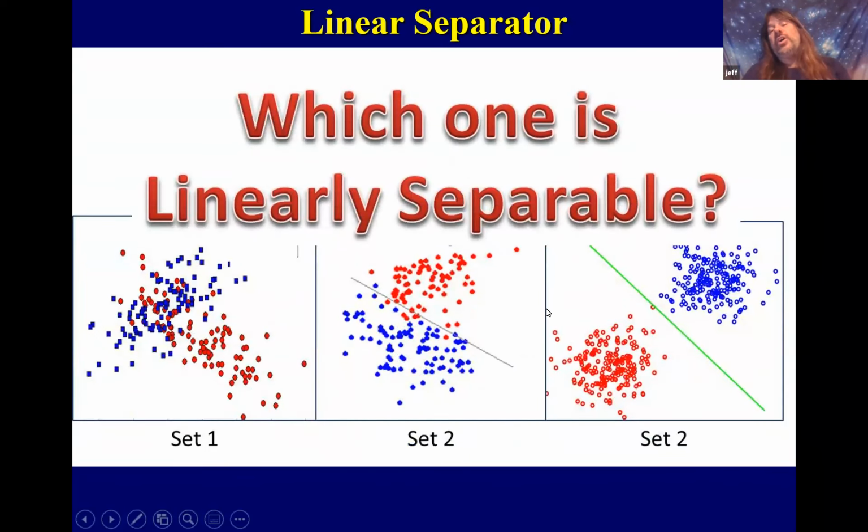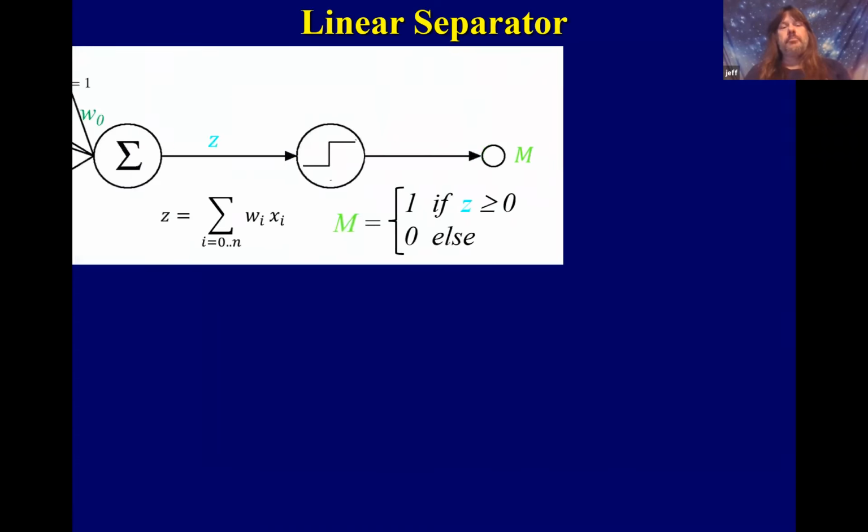So we're going to use that for separating. It's called a linear separator if you can draw a line and separate the red dots from the blue dots, that's separable. But right here, it's not so clear you can separate them with a line, right?